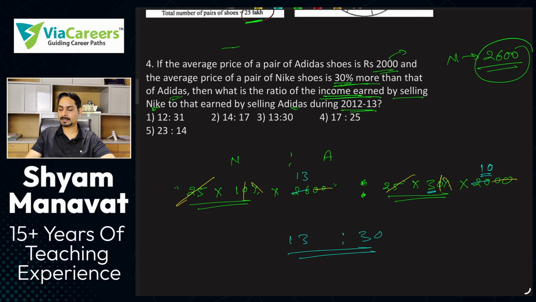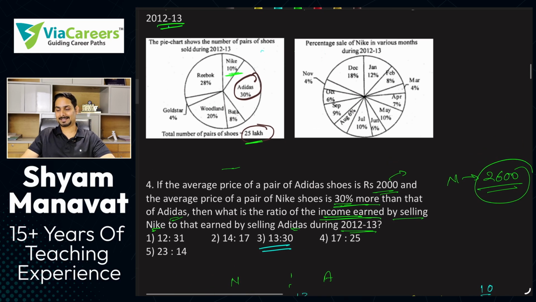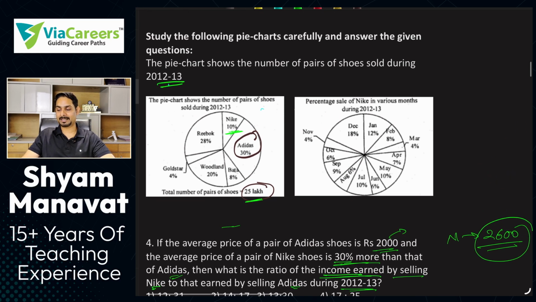So what is your answer? Answer is option number 3, 13 is to 30. Have you also got the same answer? I'm sure yes. Okay, so are you able to interpret the data? Let's check. Let's do one more question on the same data.